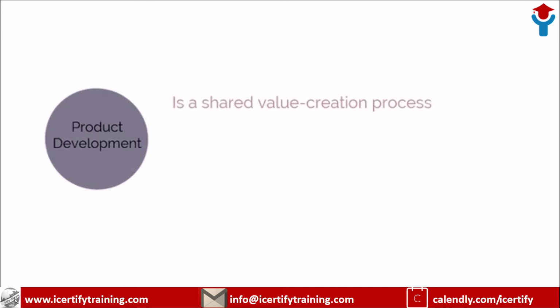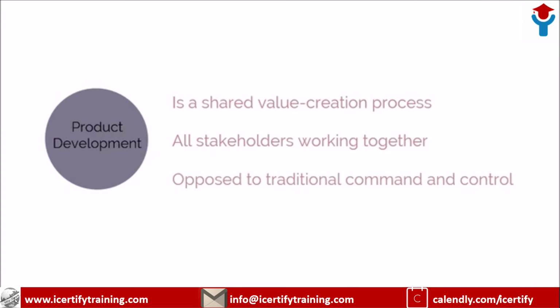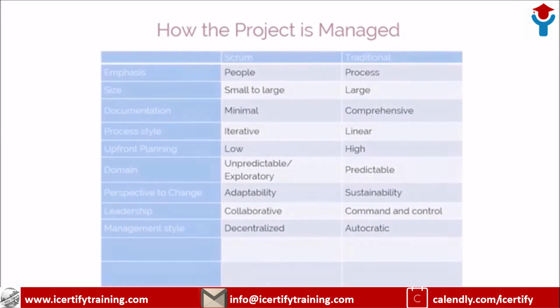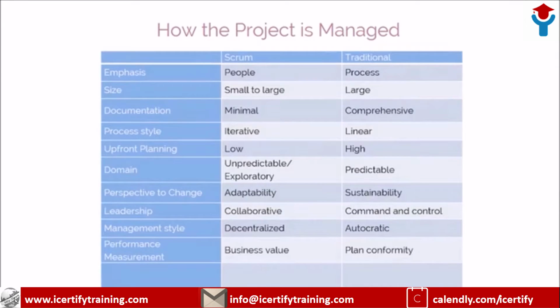Scrum believes that product development is a shared value creation process that needs all the stakeholders working and interacting together to deliver the greatest value. Command and control is the rule of the day in traditional models. How is team performance measured in Scrum and traditional models? In Scrum, it is measured in terms of the business value the team creates, while plan conformity decides the measurement of performance in traditional project methods. In Scrum, the team develops business value at the end of every sprint.